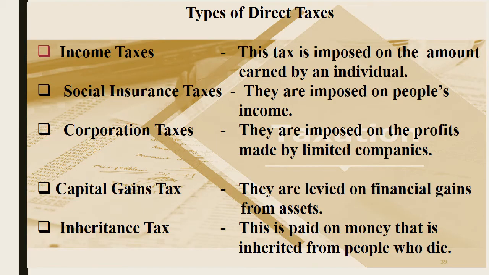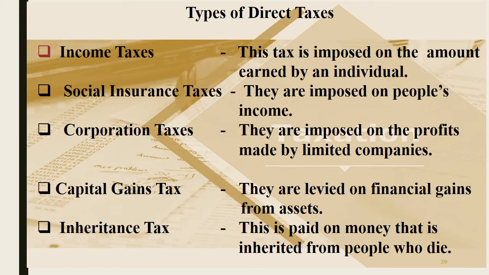Children, you all know that a government will accumulate its revenue through taxations. Even in the structure you all saw, the government revenue consists of two types of taxes. What are they? Direct taxes and indirect taxes. Here are some examples of direct taxes. Income tax is one of them. It means the tax imposed on the amount earned by an individual. It can be employed or self-employed individuals.